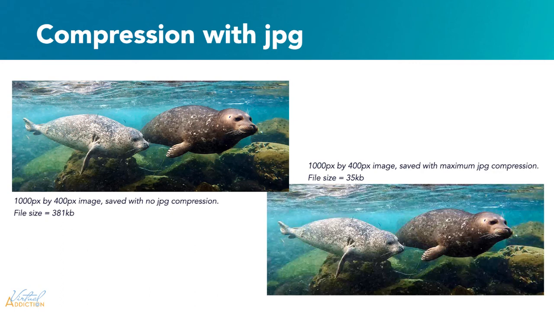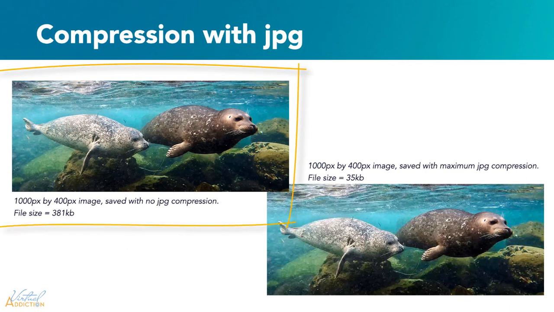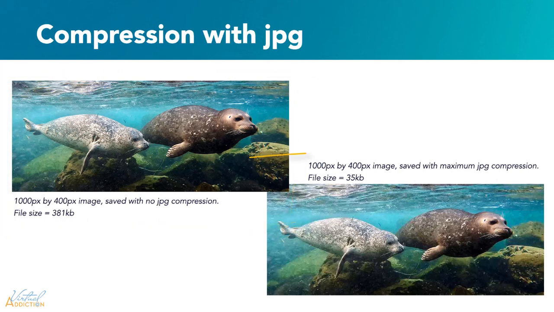Here is an image, and it originally was 1000 pixels by 400. This image right here is saved with no JPEG compression. The file size is 381 kilobytes. Here's the exact same file, but I've saved it with maximum JPEG compression. The file size is reduced down to 35 kilobytes.